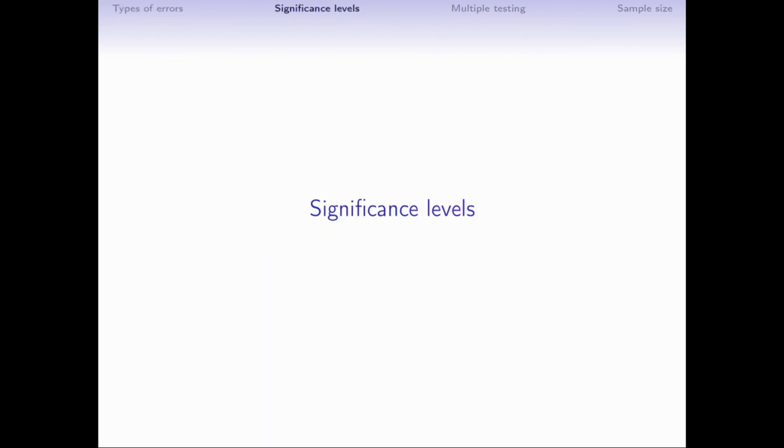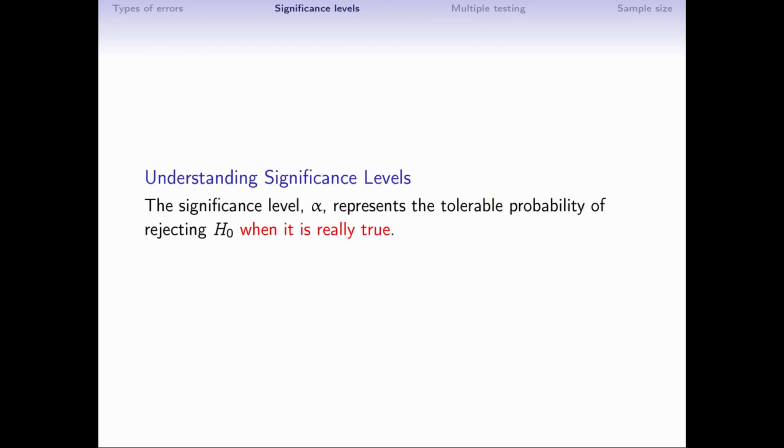Our next subsection is significance levels. And as we'll see, we can relate the significance level to type 1 errors. So if we're trying to understand significance levels, the significance level alpha represents the tolerable probability of rejecting H0 when it's really true. In other words, the significance level is the tolerable probability of making a type 1 error. And I think this is best understood by looking at a concrete example.